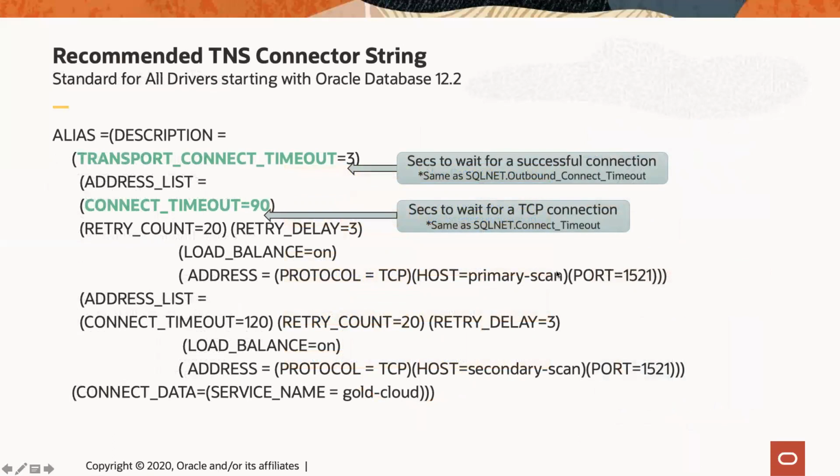The other thing we recommend is a certain TNS connect string. We always say add these things. These are good values to start from. It assumes that you have a primary SCAN and a secondary SCAN, in the sense that this is a MAA compliant setup where the primary SCAN is on site or availability zone 1, and the secondary site is on availability zone 2 or some different location.